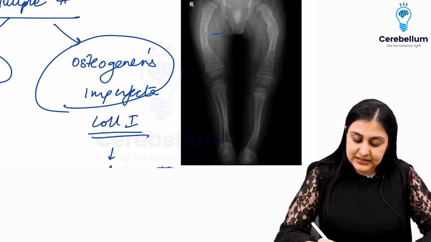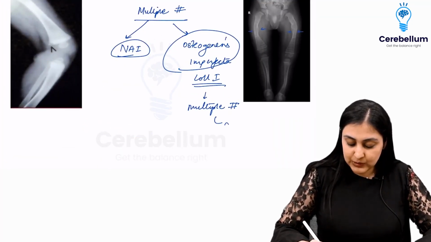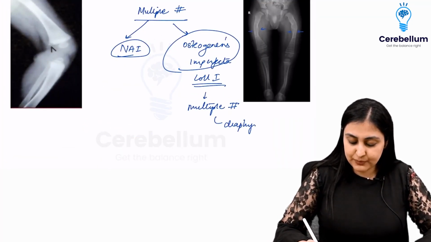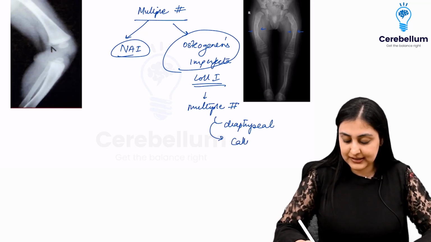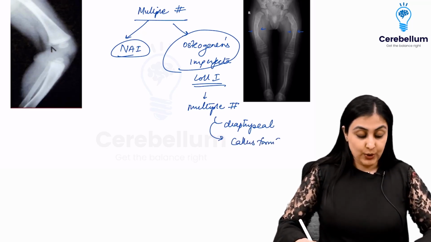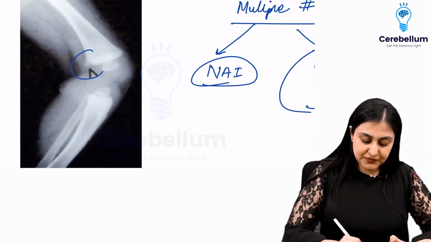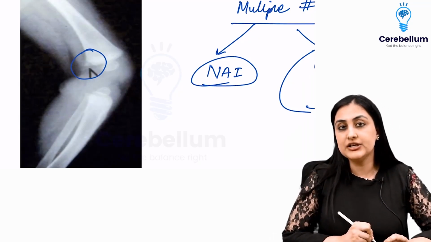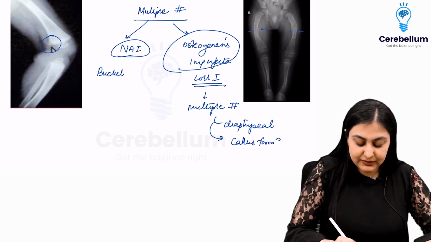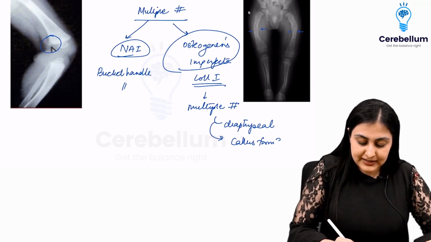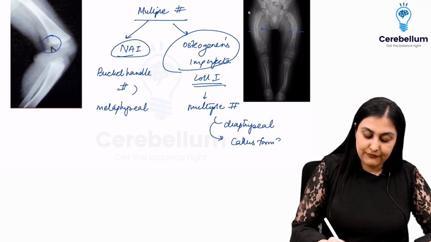Here, you are going to have these diaphyseal fractures more commonly, and that's going to heal with a lot of callus. So the property here is these are diaphyseal in nature and there is exuberant callus formation. On the other hand, when we talk about non-accidental injury, the morphology of these fractures are metaphyseal triangular fractures. These are called bucket handle fractures. So you have a bucket handle fracture here, which is a metaphyseal triangular fracture.